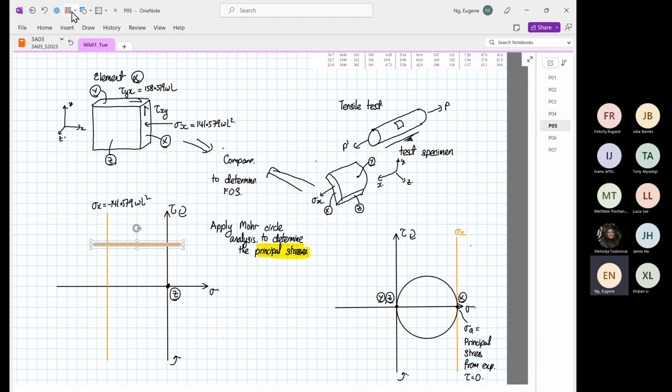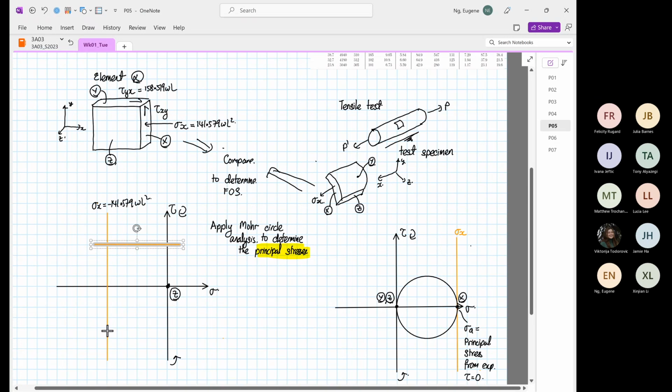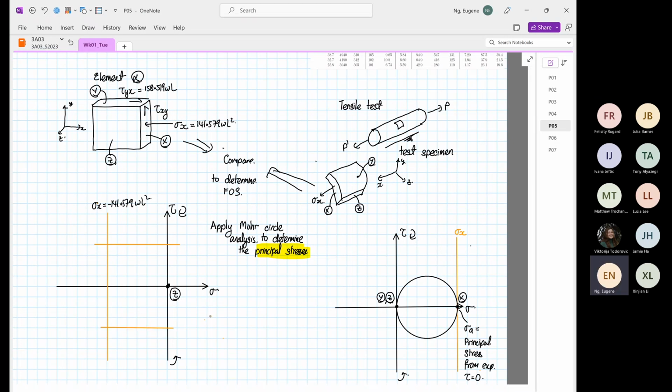Okay, so that is our shear line. And then we have another shear line at the bottom. Right. So this is our shear line. And this will be equal to our 158.519 omega L.